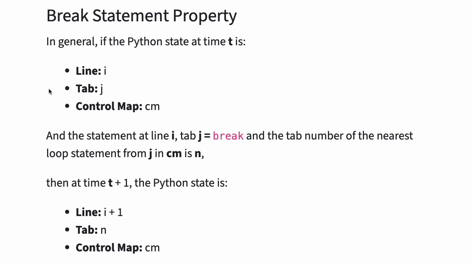In general, if at time t the line is i, the tab is j, and the control map is cm, and the statement at line i tab j is a break statement, and the tab number of the nearest loop statement from j in cm is n, then at time t plus 1, the line is i plus 1 and the tab is n. The control map stays the same.